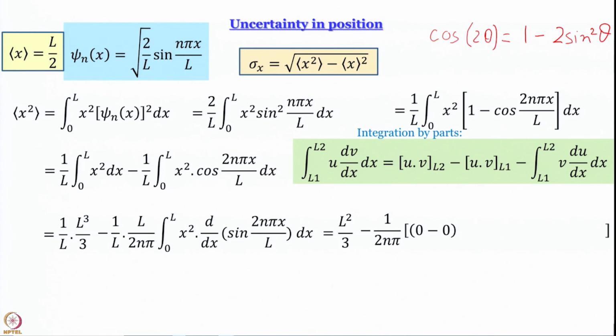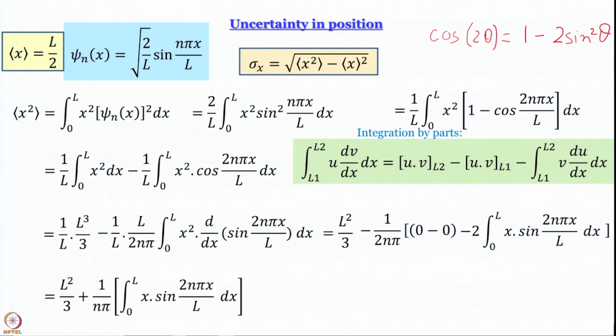What about the second integral? v equal to x square and u equal to x square. So, du dx becomes 2x and v is simply the sine term here. So, this is what we get minus 2x sine 2n pi x by L dx. So, clearly once again we have to do integration by parts, okay. So, we try to do that.